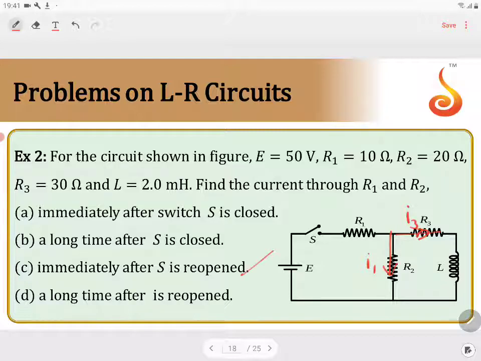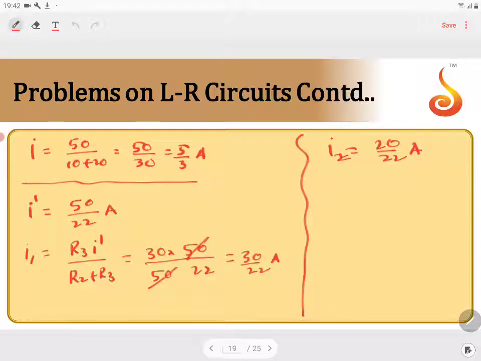Immediately after S is opened, there won't be current through R1. Whatever current is flowing through R3 will flow through R2. So that is 20 by 22 ampere. And a long time after S is reopened, the currents will be zero in all the resistors.